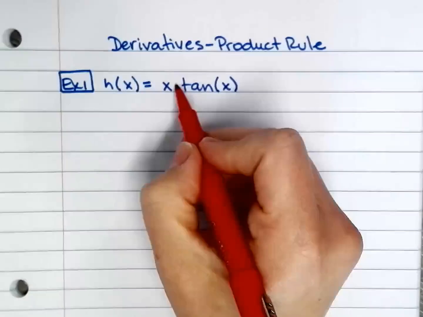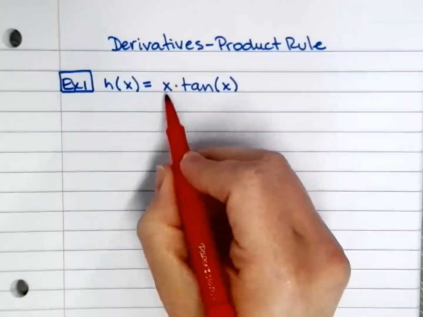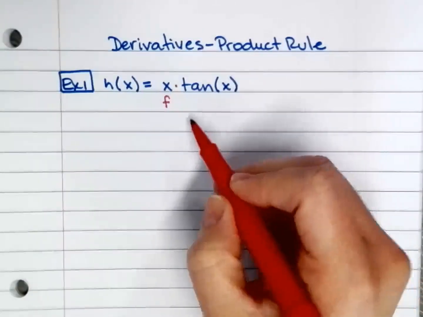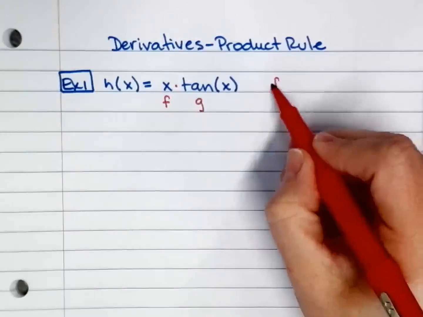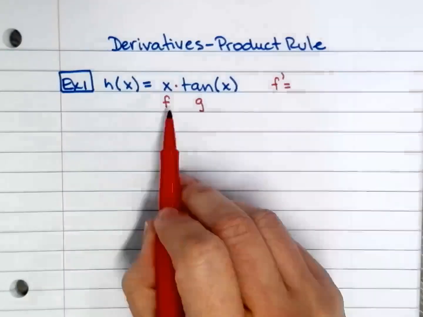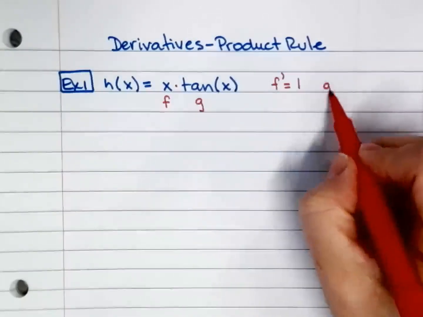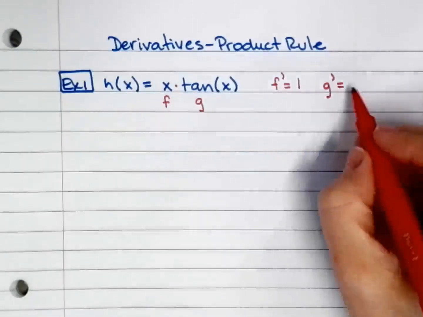So let's just say these two functions are multiplying. That's why I'm doing the product rule. So this is going to be f of x, and this is going to be g of x. So the derivative of the f function, the derivative of x is 1, and then the derivative of tangent is secant squared.